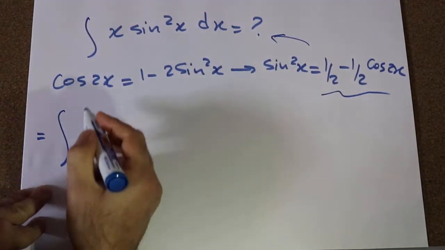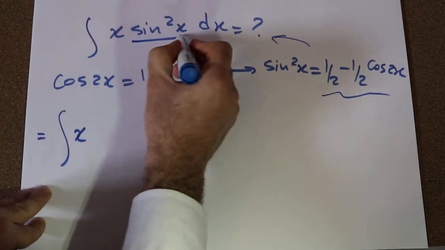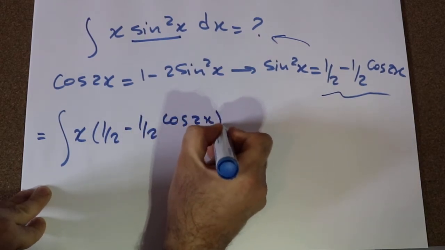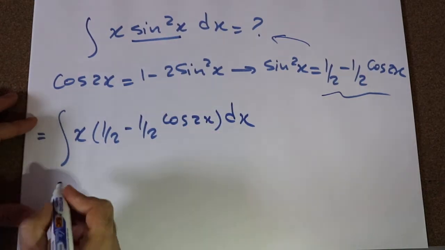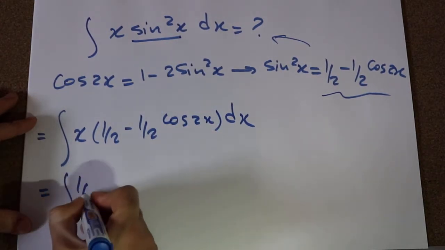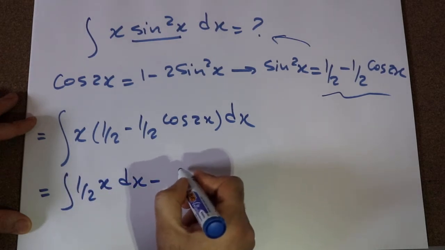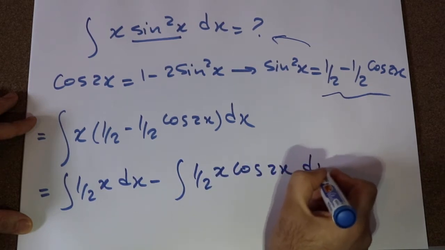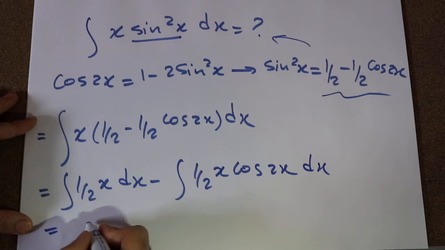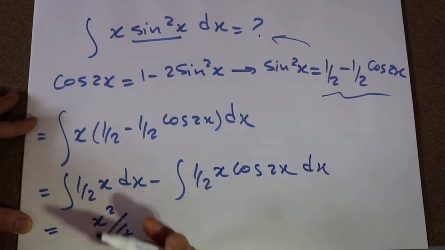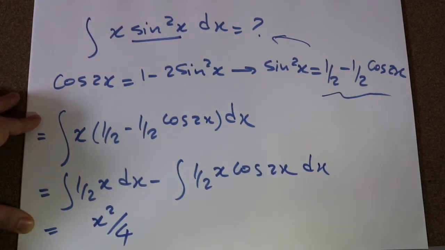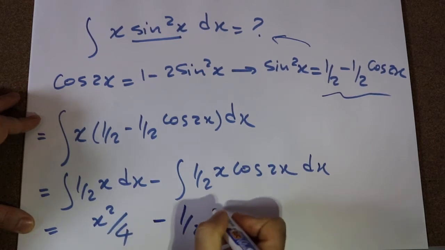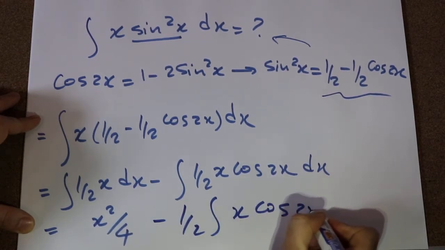Therefore you can rewrite this integral as the integral of x times, instead of sine squared x I write 1 divided by 2 minus 1 divided by 2 cosine 2x, dx. Okay, so now you can expand this integral into the integral of 1 divided by 2 x dx minus the integral of 1 divided by 2 x cosine 2x dx. Okay, and the integral of 1 divided by 2 x is equal to x squared divided by 4, because the integral of x dx is basically x squared divided by 2, times this 1 divided by 2 will be x squared divided by 4, minus 1 divided by 2 integral of x cosine 2x dx.